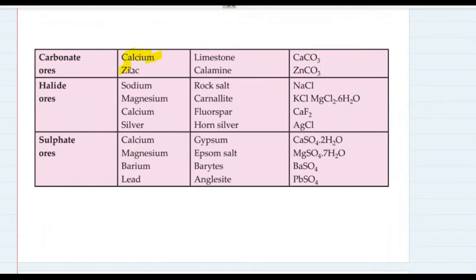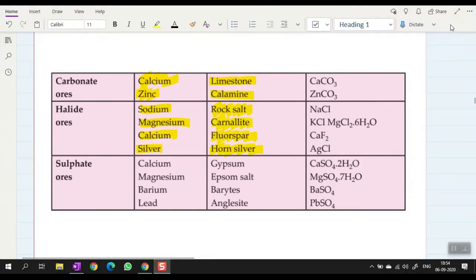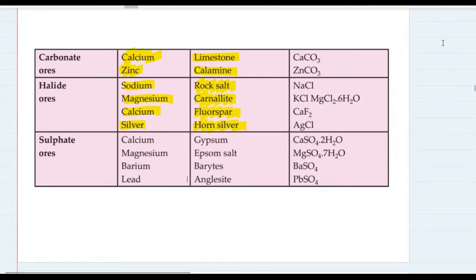Then carbonate ores. Generally, calcium and zinc metals are found in the form of their carbonate ores. The names of these ores are limestone and calamine. Halide ores: sodium, magnesium, calcium, and silver are found in the form of their halide ores. Examples are rock salt, carnallite, fluorspar, horn silver. You must remember these names, the common names of the ores and which metals' ores they are, and their chemical formulae. Very important.